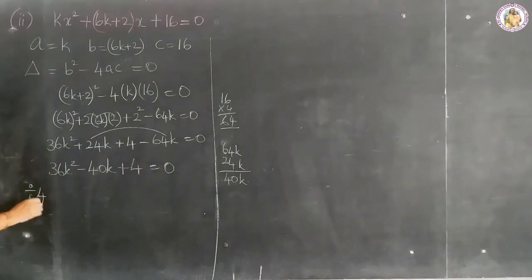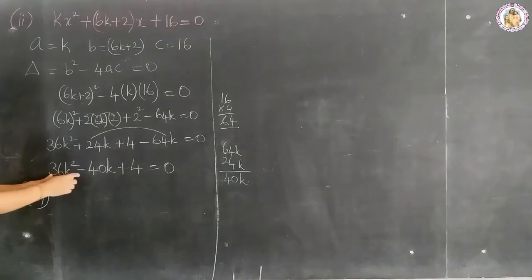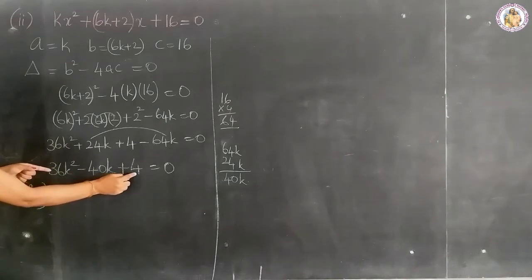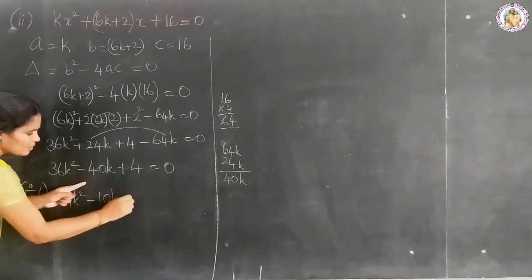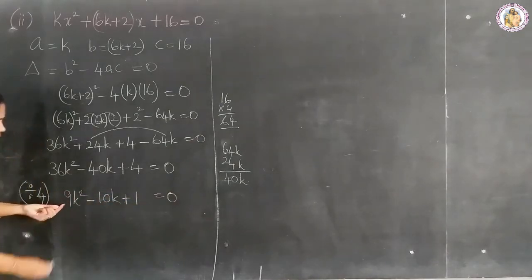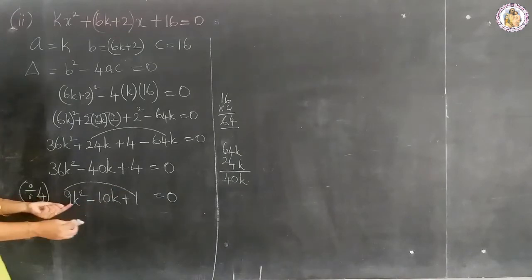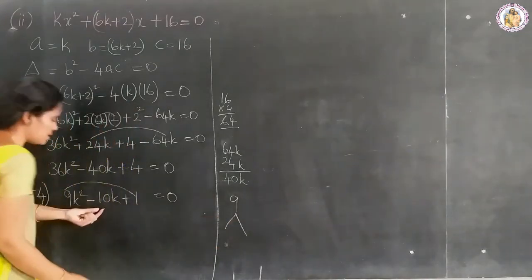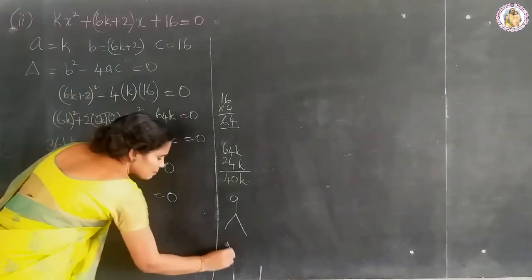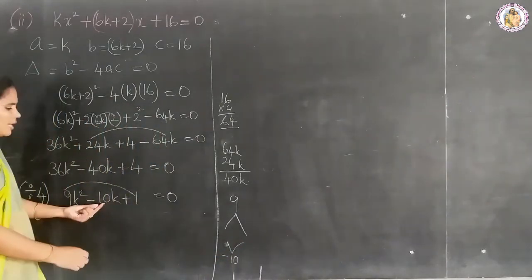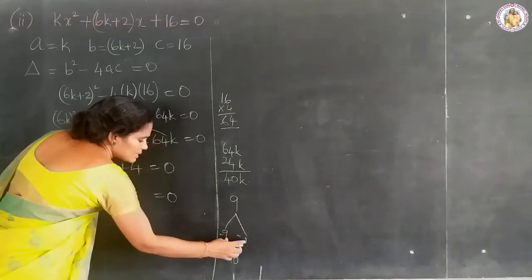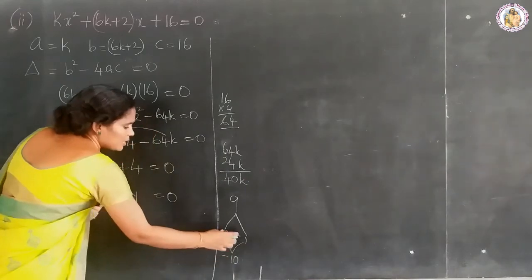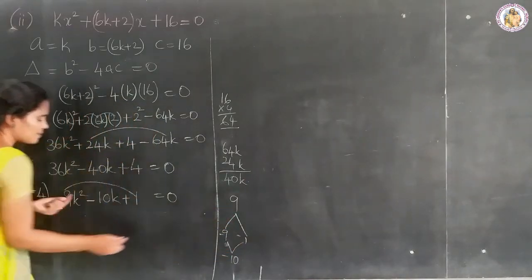Now dividing by 4 because each term has a common factor of 4. 9 fours are 36, 10 fours are 40, 1 four is 4. So 9k square minus 10k plus 1 is equal to 0. So multiply 1 into 9, 9. Taking factors, you must get minus 10 if you add or subtract. So 9 ones are 9, same sign add. So minus 1 minus 9 is minus 10, minus into minus plus, 1 nine is 9.